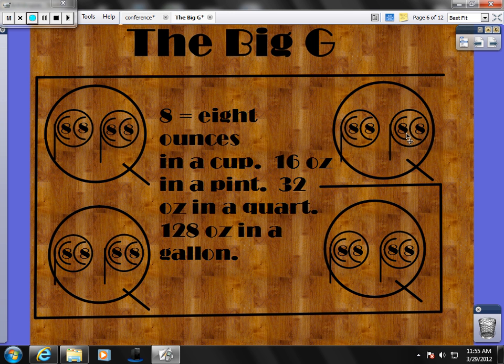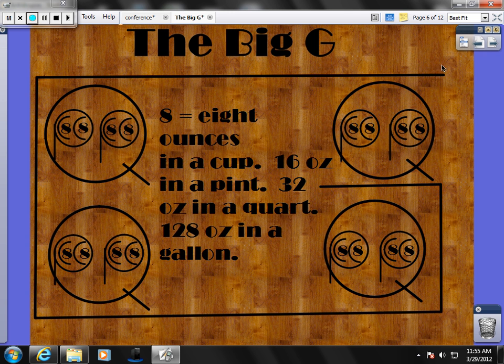Another way to look at it is there are 1, 2, 3, 4. 4 times 8 is 32. And then there are 128 ounces in a gallon. I'm taking 32 and I'm multiplying it by 1, 2, 3, 4. 32 times 4 is 128. So another way to look at that is also there are 1, 2, 3, 4, 5, 6, 7, 8, 9, 10, 11, 12, 13, 14, 15, 16 8-ounce pieces. 16 times 8. It's 128.